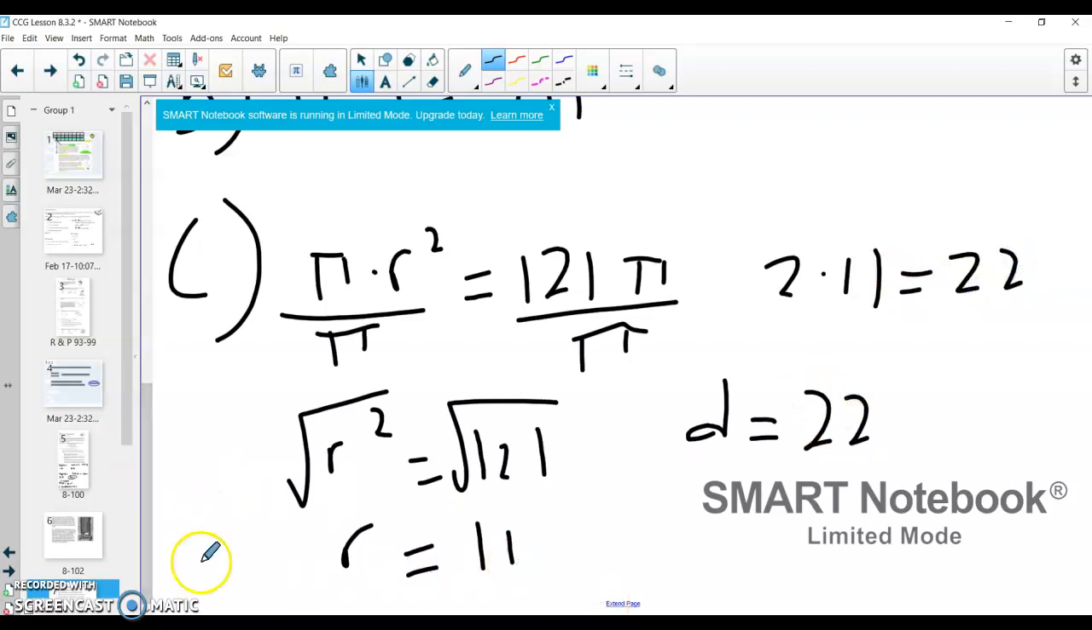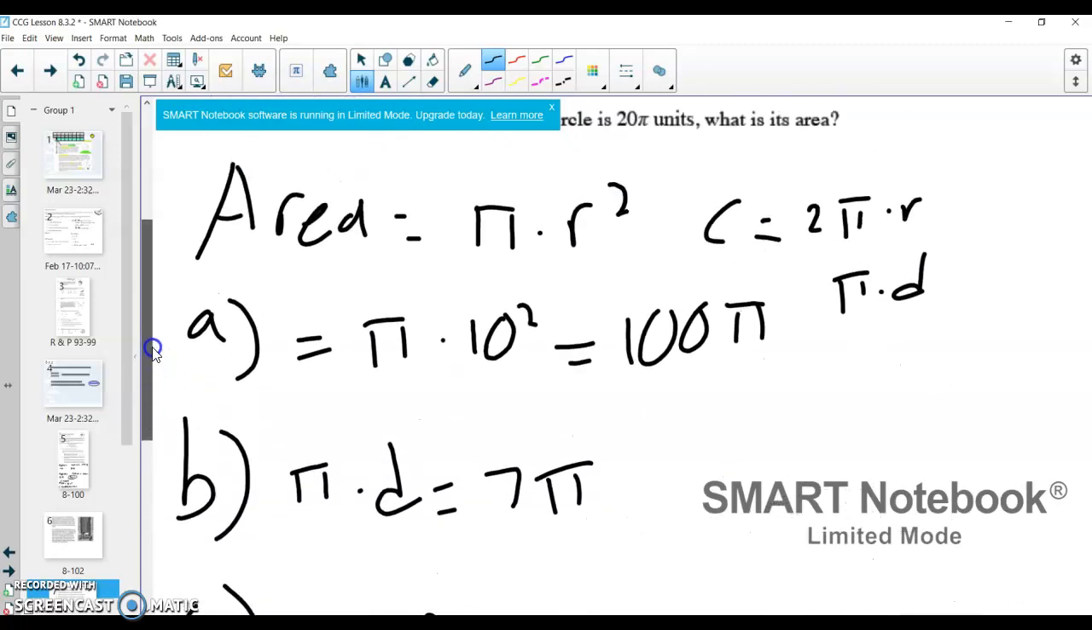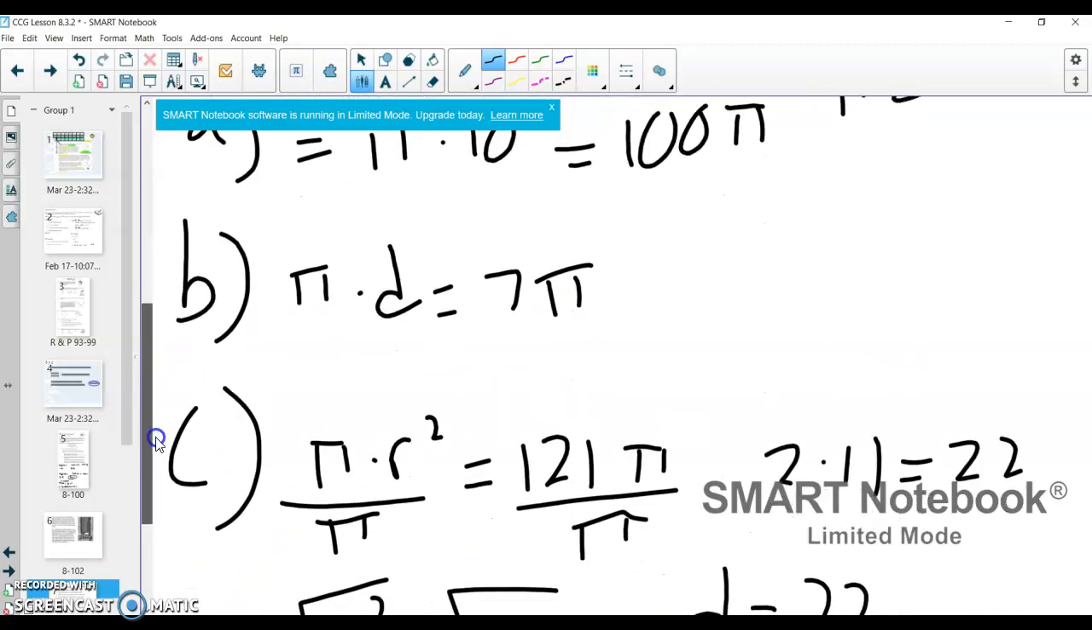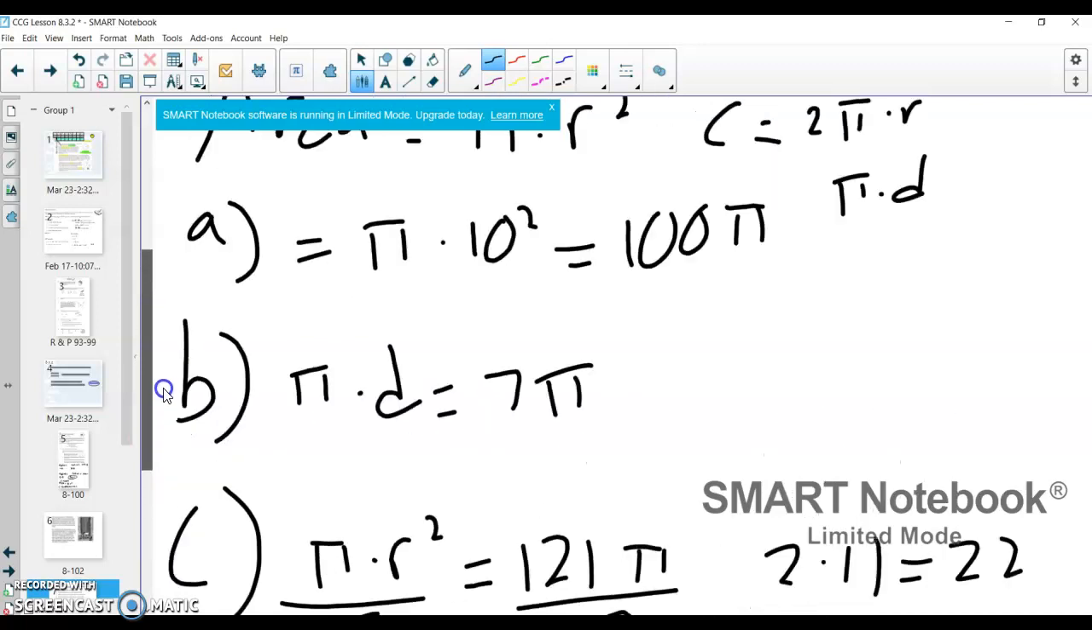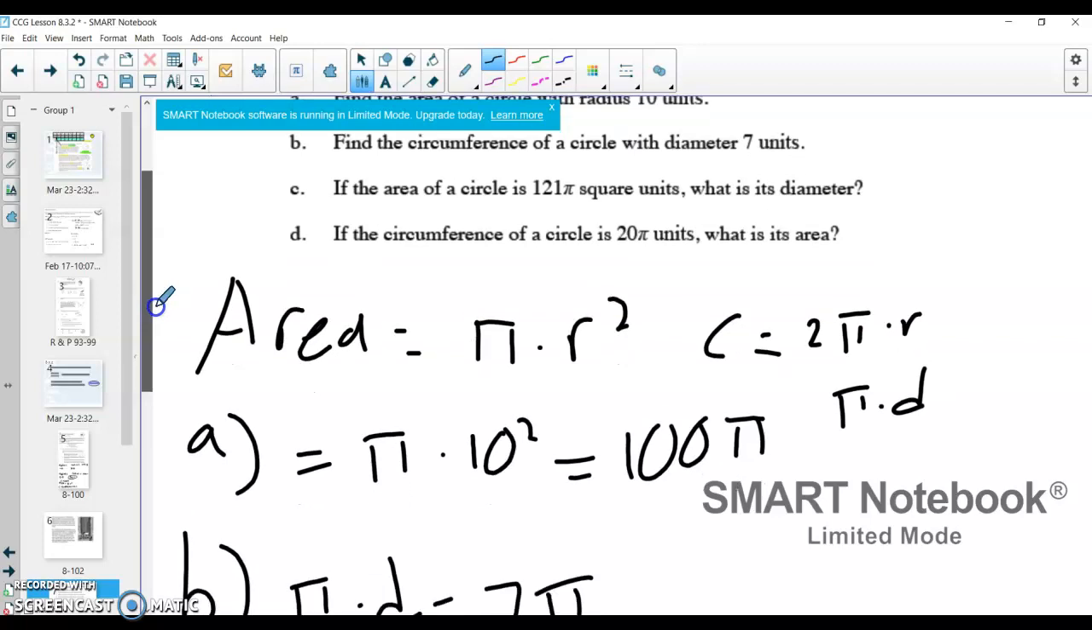All right, so that one's kind of working backwards, where they're giving you an area, and you're going to have to say that the formula is equal to that area and solve for the radius. And in that case, we have to solve for radius because we're using our area formula, which we cannot use diameter in. All right, the last one, if the circumference of a circle is 20 pi units, what is the area?